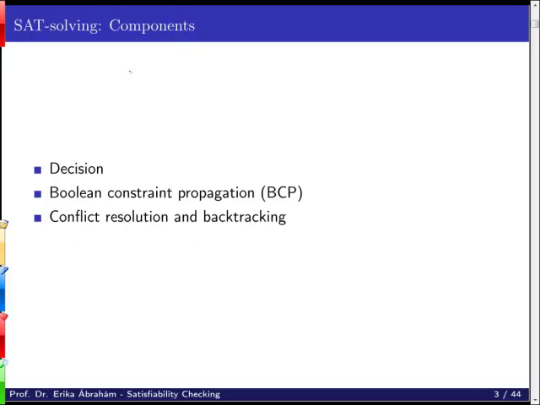There are three main components in SAT solving: decision, Boolean constraint propagation, and conflict resolution and backtracking. We look at them one after the other. So let us start with decision.